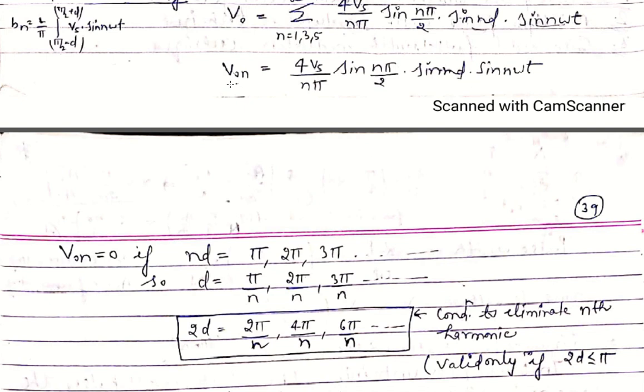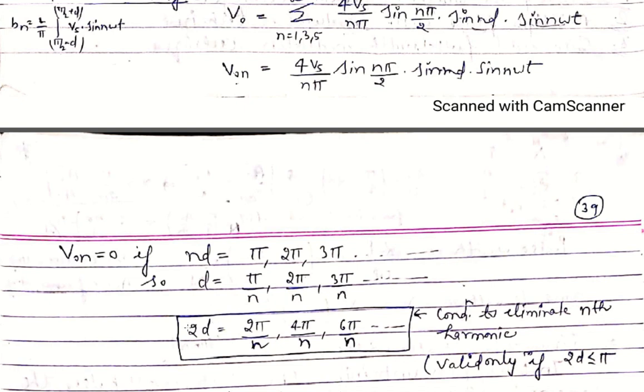If it makes v0n 0, that means a harmonic of that particular order will have amplitude equal to 0. If the amplitude equals 0, then no harmonic is present, because it doesn't have any magnitude. So if we put nd equals pi, 2 pi, 3 pi, then the output voltage corresponding to that harmonic will be 0. Now we will find the value of d. If we divide by n on the right hand side, then d equals pi by n, 2 pi by n, 3 pi by n.